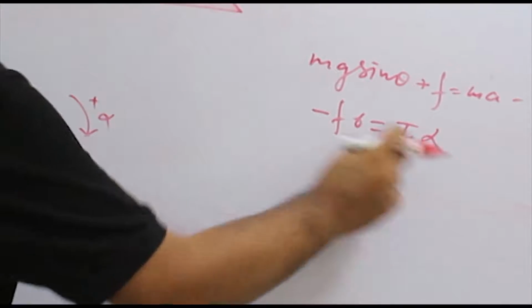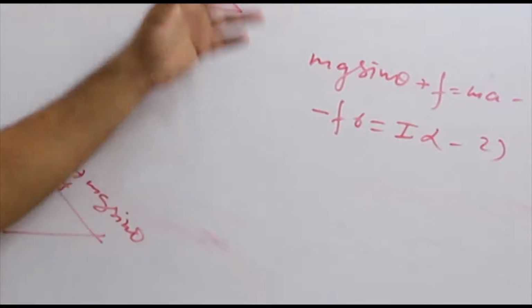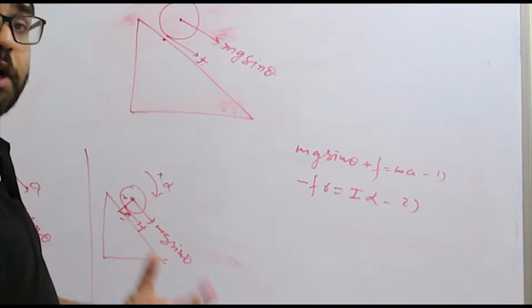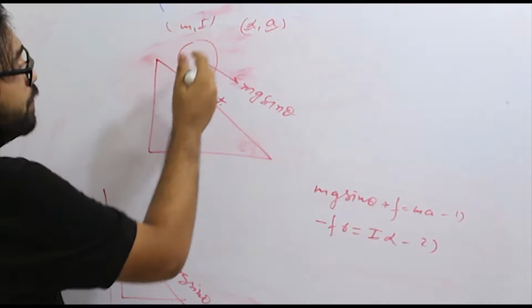Alpha is positive, so I have clockwise, so I wrote it as positive. So this is again the second equation. And what is going to be the third equation? Because we have three variables, we need one more equation, and we know that the third equation comes from the no slip condition. The third information that we have is that this rolling object is in pure rolling.